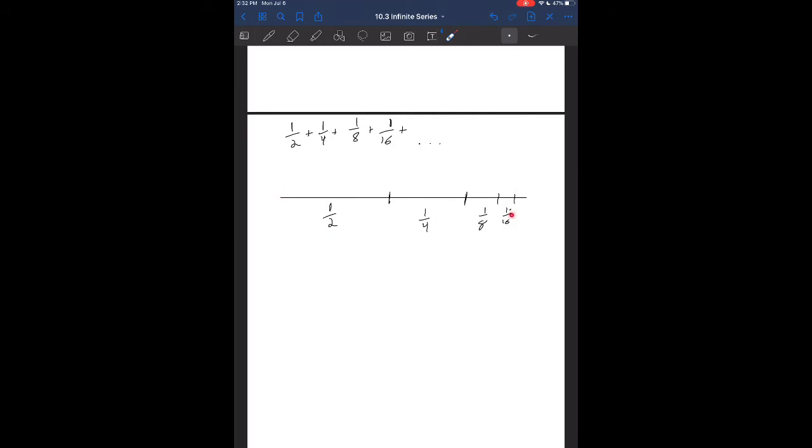You can see from this picture, and a good guess for this is that it's actually going to sum up to 1, right? We are going to run all the way along this line right here in order to get to the end.